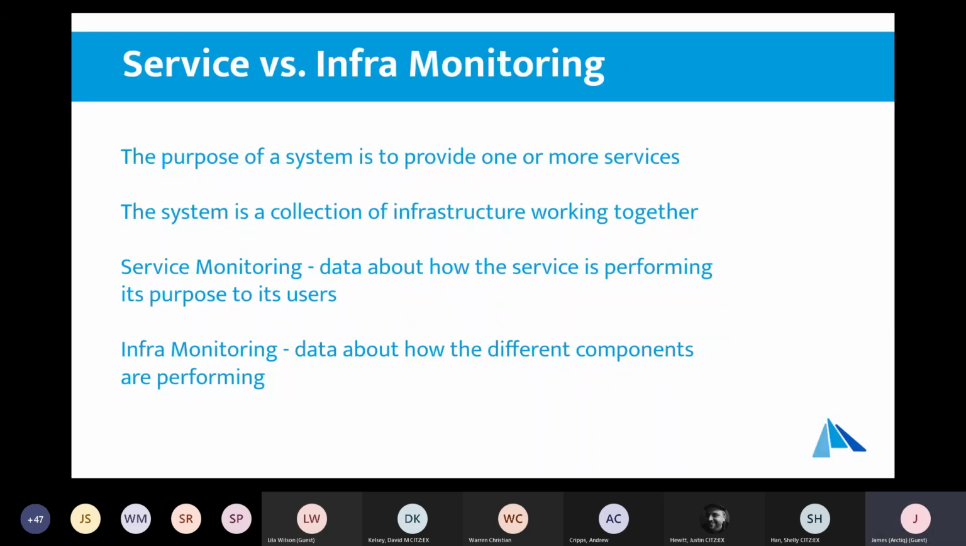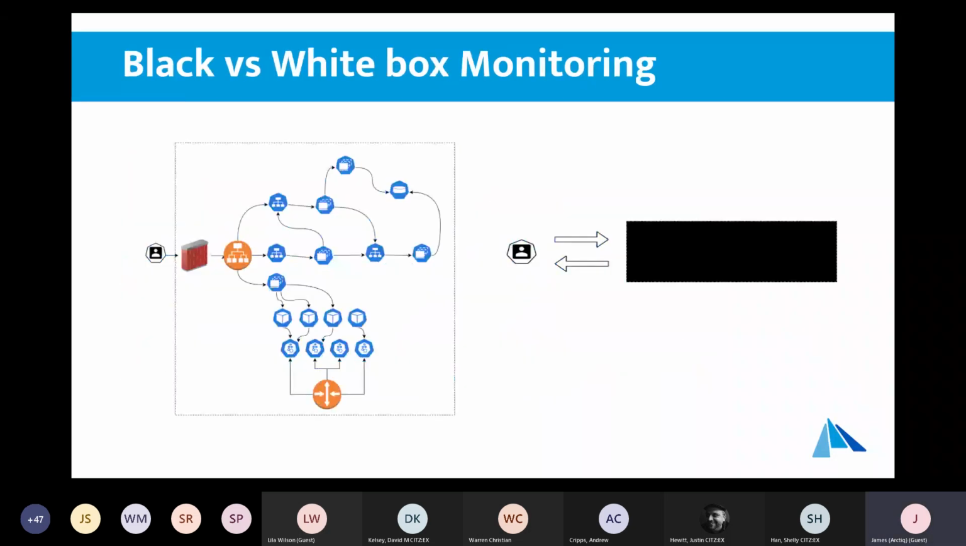Both of them are needed. You can't have one without the other to have a complete monitoring picture. Another monitoring terminology is black versus white box monitoring. White box monitoring refers to looking at your system where you can see all the internals, and black box monitoring is more focused on the inputs and outputs of the system. And I'm going to go into that further with monitoring perspective.